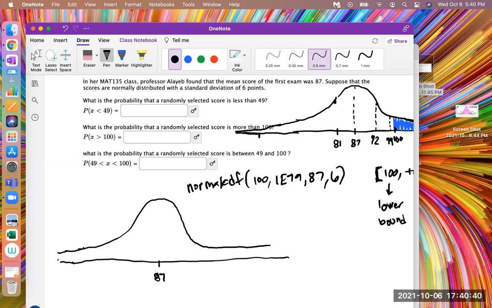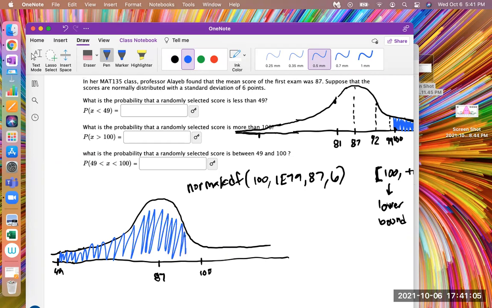Okay, and so we know 49 was way over here, probably even further than that. I'll just draw it there. And that 100 was over here. What is the probability that a random score selected is between those two? So the area that we're looking for is all of this area. Remember, all the area under the curve is one whole. So if you were to give an educated guess of what this area is going to be, what would you say?